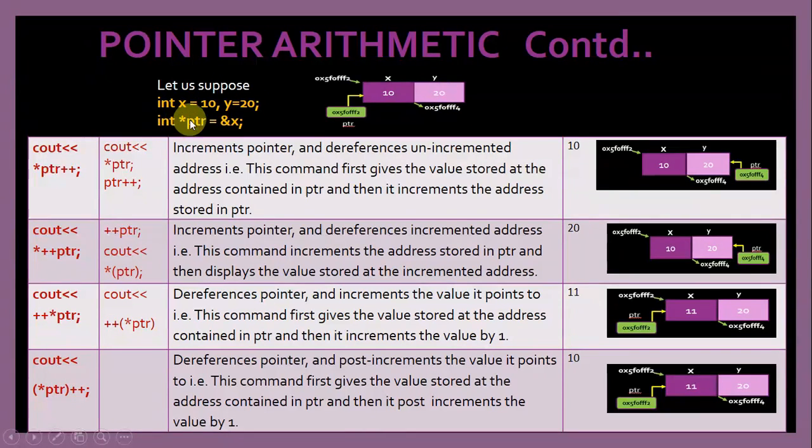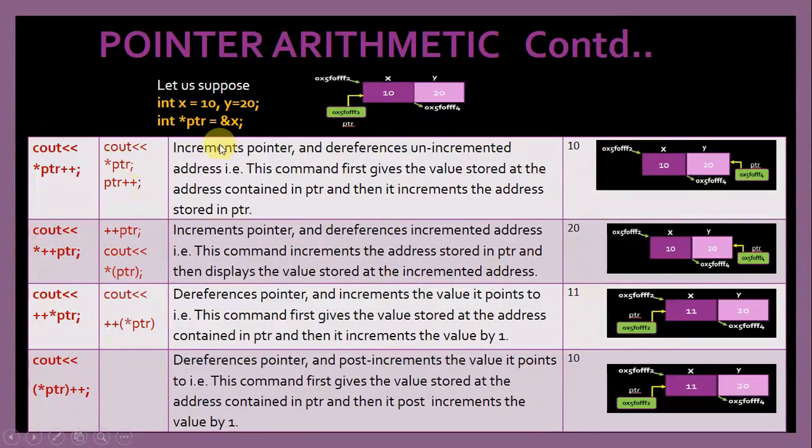Now if I say int star ptr is equal to ampersand x, this statement will store the address of x in ptr. So you can see here this address is stored in ptr. Now if I give the command cout star ptr plus plus, what will happen? See, in this two operations are being performed. The pointer is being incremented and we are displaying it also. So in this case, it will first cout star ptr and then ptr is incremented.